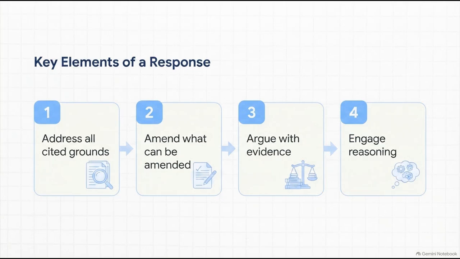The path to approval requires precision. Examining attorneys reject generic template arguments on sight. A strong response addresses every single ground cited in the office action. It amends what can genuinely be amended. Most importantly, it argues substantive refusals with highly specific evidence. For a likelihood of confusion refusal, you must tie your evidence directly to the DuPont factors. A simple restatement of general trademark law will fail every single time.